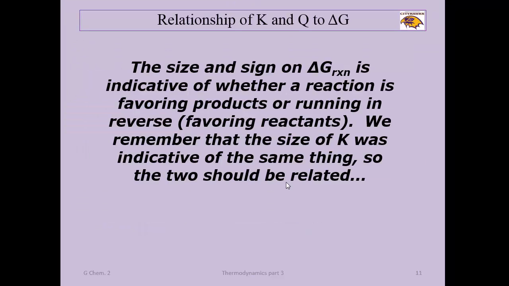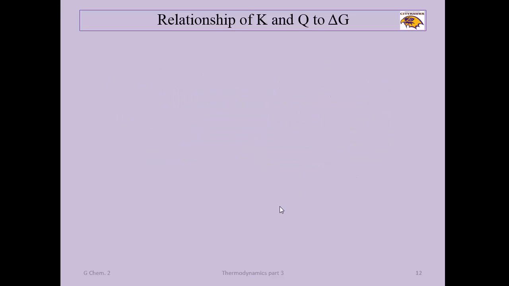Okay, so what you've seen so far is that the size and the sign on the delta G matter. If you know it's positive, it's not going to be spontaneous. If it's negative, it's spontaneous. The larger the number is, the more spontaneous it is. So this reminds us of looking at equilibrium, because remember, when the equilibrium constant's large, that's indicative of favoring going to products and vice versa. So we think those two should be related.